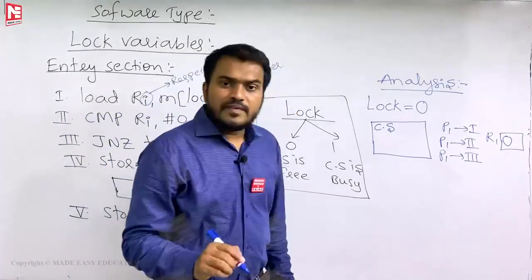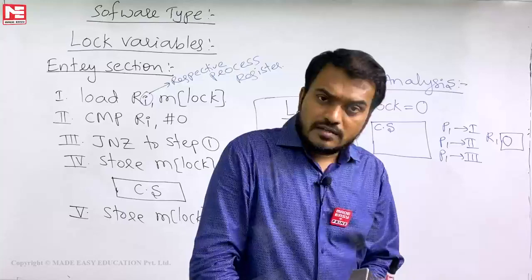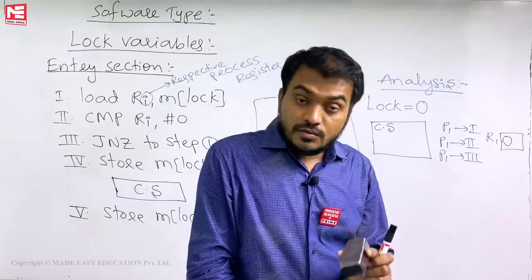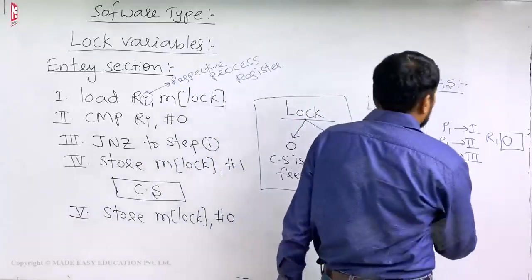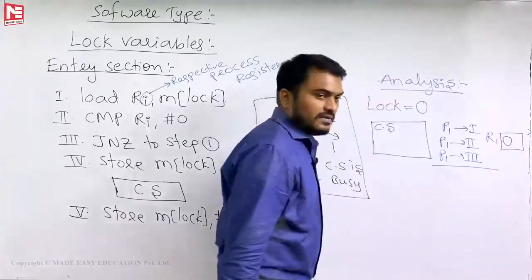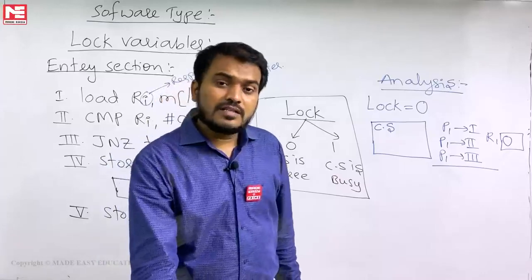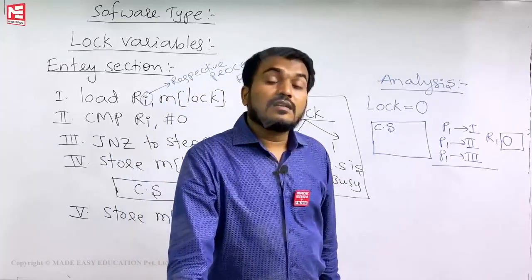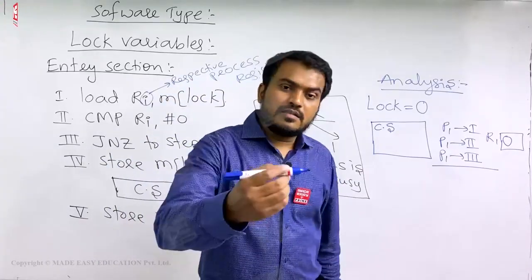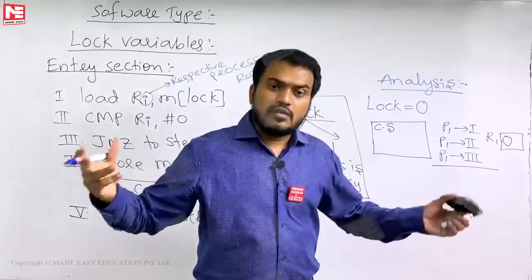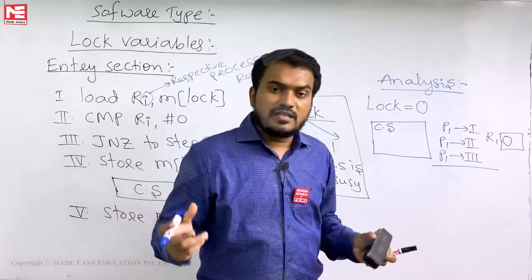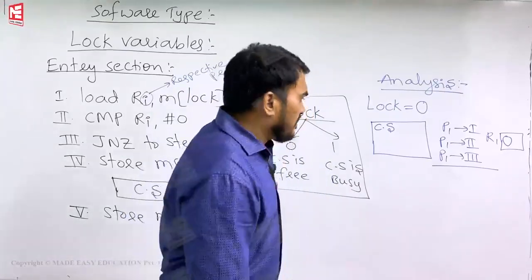Now let us say after executing the third instruction, I am assuming that process P1 is getting preempted. Preemption means context switching is happening. The process is going from running state to ready state. Let's say the time quantum expired and process P1 is getting preempted. So now P1 is preempted.